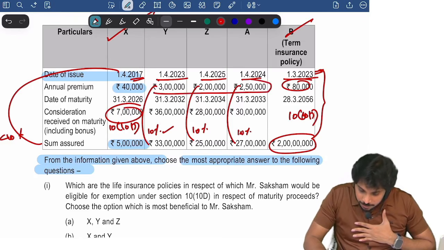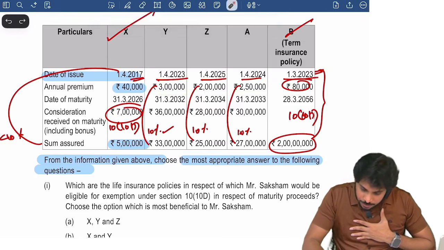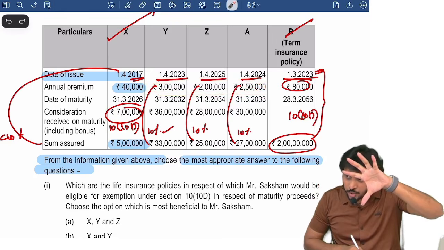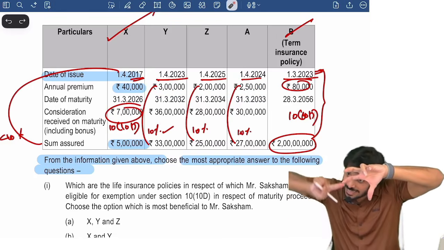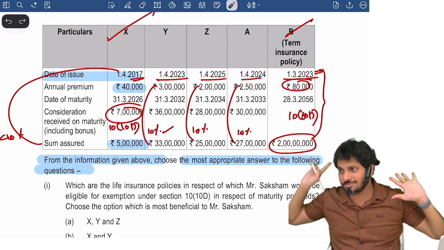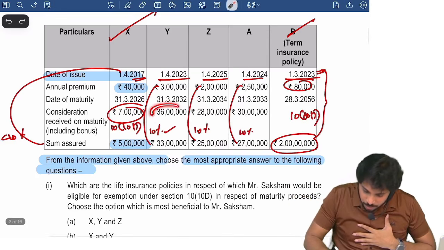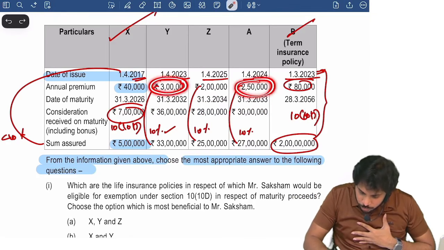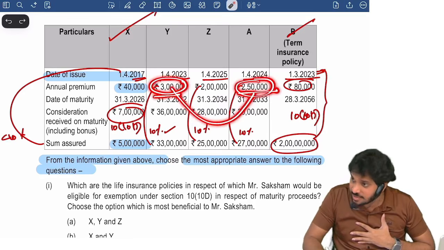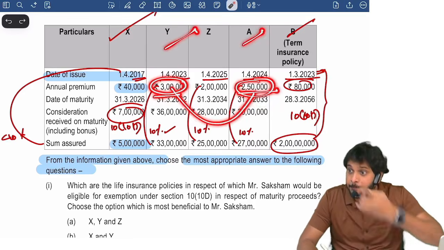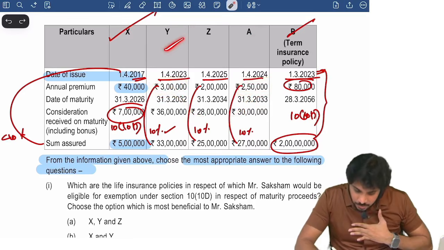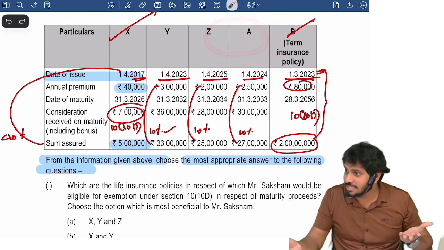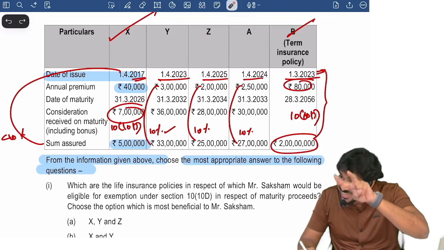But all these 3 put together exceed 5 lakh. Then up to 5 lakh worth of premium-related maturity amount is exempted. Now, if you see the maturity amounts here, 36 and 28, I will exempt. If I want to claim exemption for these 2 put together, the premium exceeds 5 lakh. So I can't claim Y and Z and A all put together. I can claim Y and Z, or I can claim Z and A. That's it. Any of these 2 combinations only I can claim exemption.